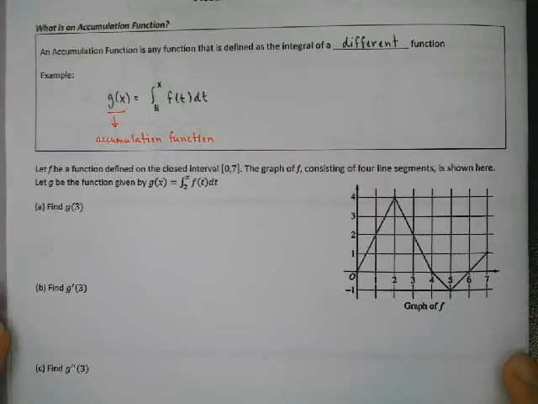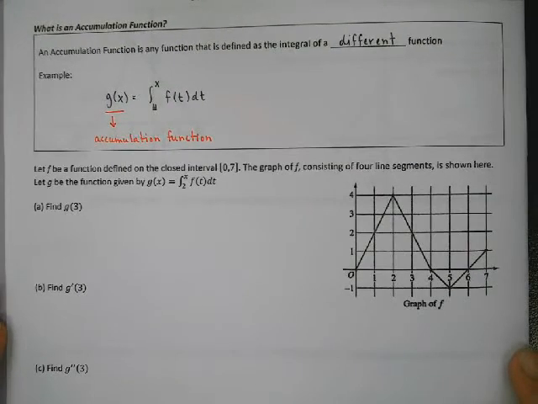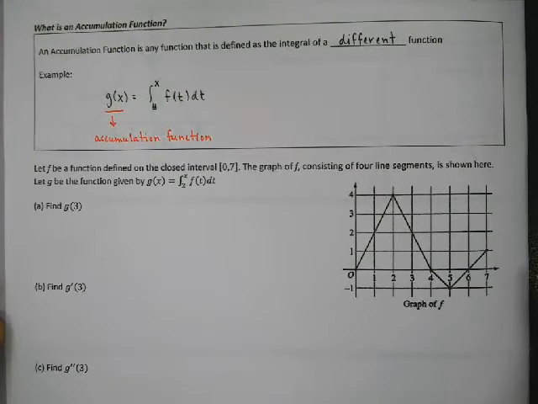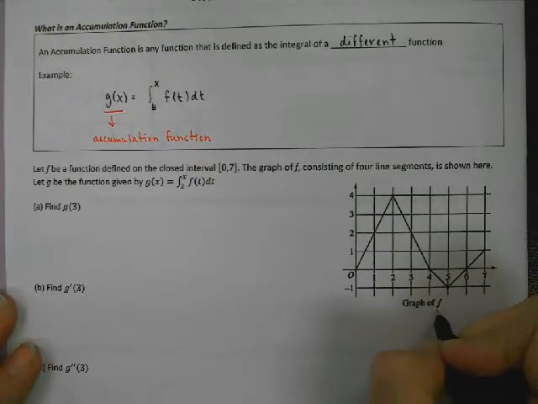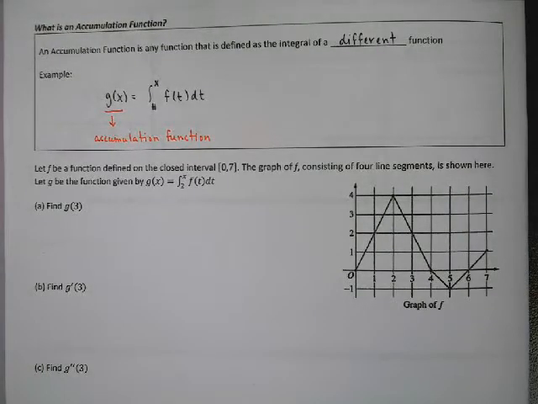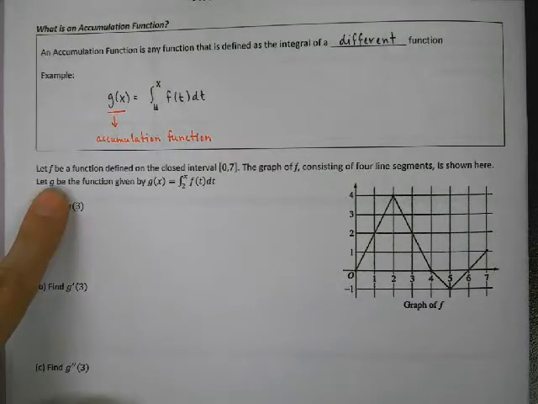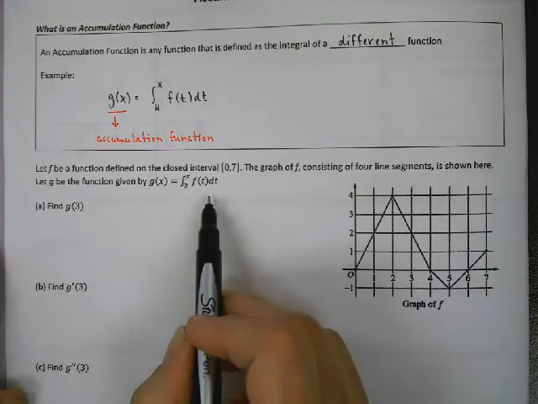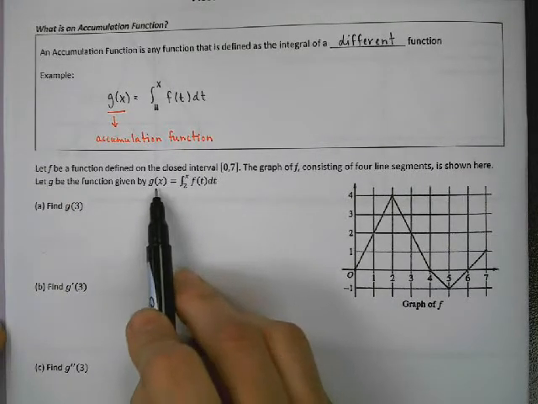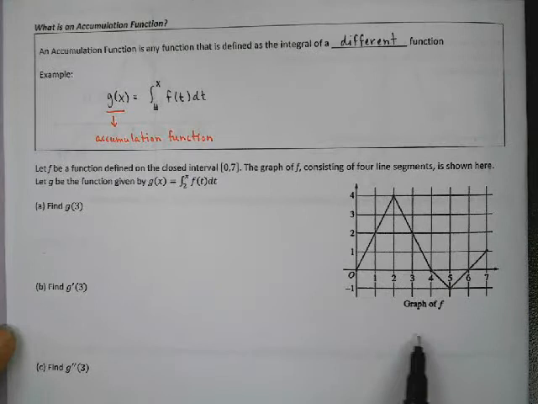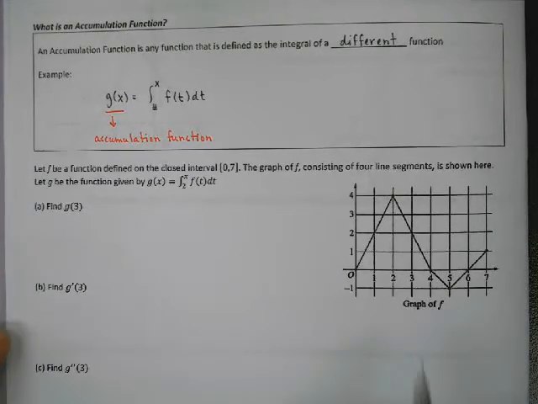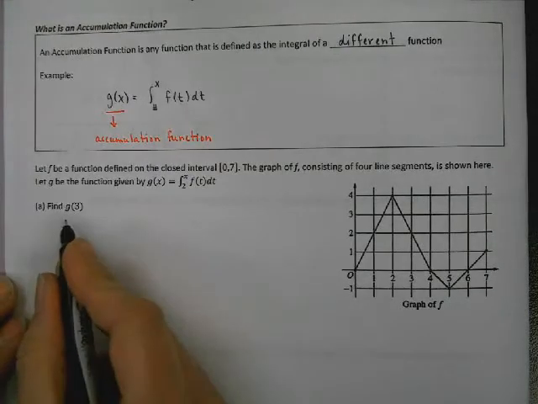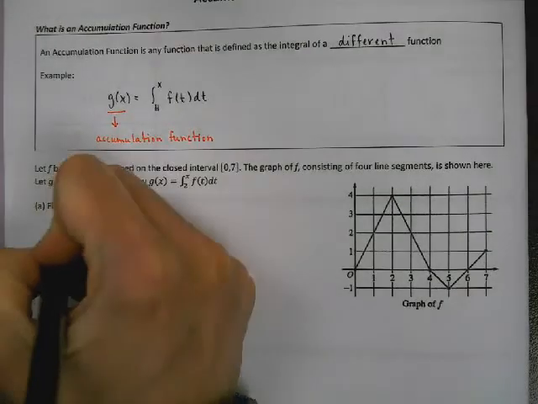So my first problem says f is a function defined on the closed interval from 0 to 7, and I'm given the graph of f here, which consists of 4 line segments. Now they're giving us g as the function given by the integral from 2 to x of f of t dt. So you can see g is my accumulation function, and I have the graph of f. So the first question they asked me is to find g of 3.